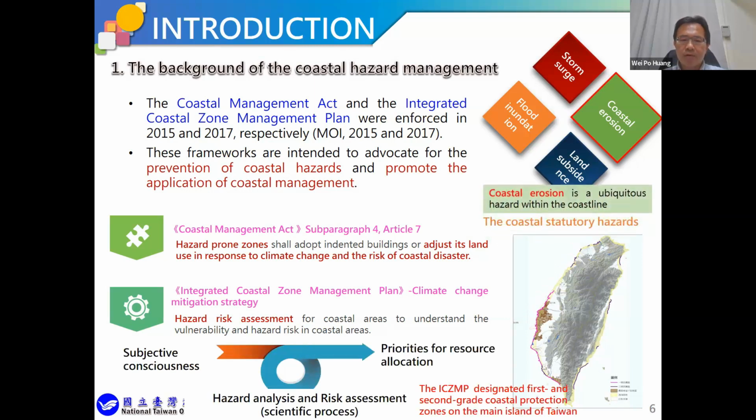Risk assessment for coastal areas constitutes a scientific process aimed at comprehending the vulnerability and hazard associated with coastal regions. The outcomes may play a pivotal role in identifying priorities for resource allocation. By systematically evaluating the risk posed by different coast hazards, we can strategically allocate resources to areas in greatest need, thus enhancing our overall resilience and preparedness in face of potential threats.